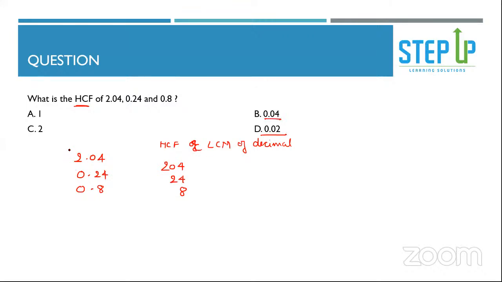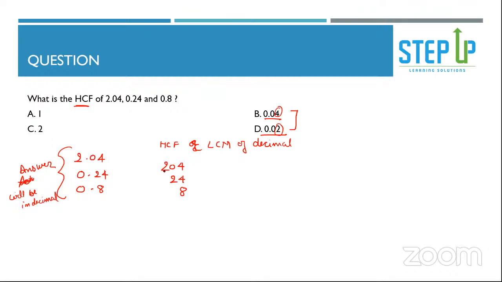I repeat, my actual answer will be in decimal. So my answer is either 0.004 or 0.002. Now you take 4 and 2 as of now.